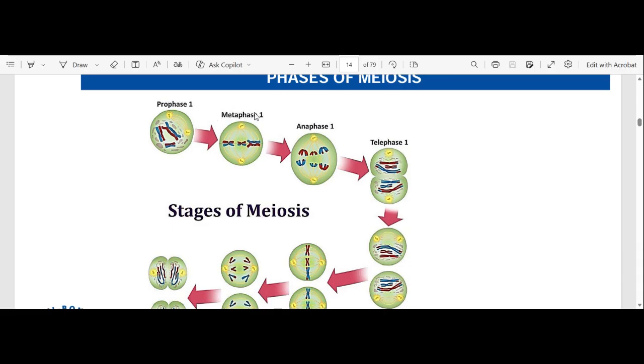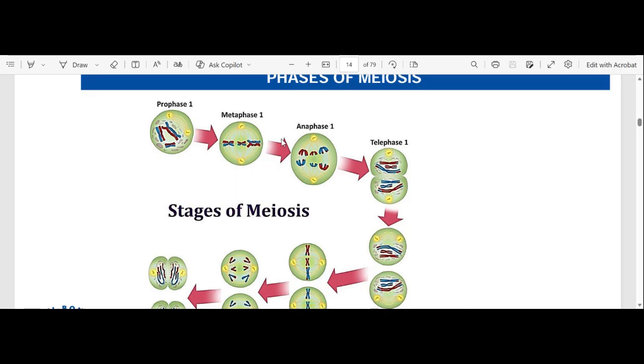Then let's go to the second phase, metaphase one. In metaphase one, our nuclear membrane and nucleolus have already disappeared. The only things we have are our centrioles at opposite poles and our spindle fibers. The spindle fibers hold our homologous chromosomes at the equator, where they line up randomly. We call that process random arrangement, which is another process that brings about genetic variation. I hope that makes sense.